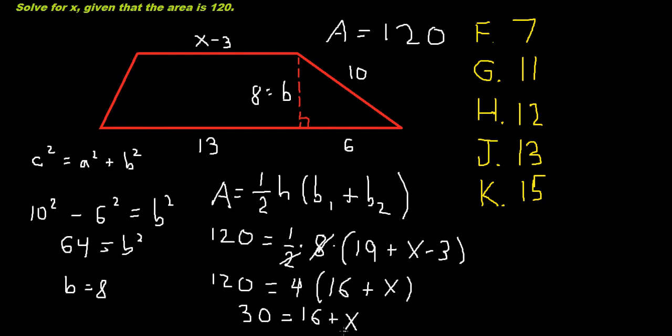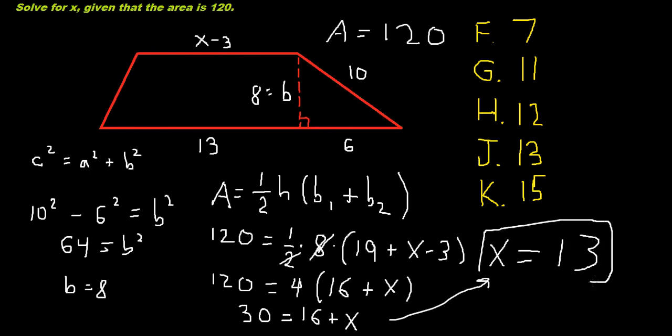And now, to isolate the variable and find out what x equals, you subtract 16 from 30. We get that x is equal to 30 minus 16, and 30 minus 16 is 13. So x equals 13. And there you go. The answer to this problem is J, 13.